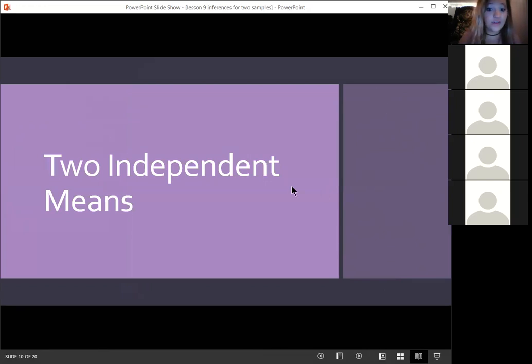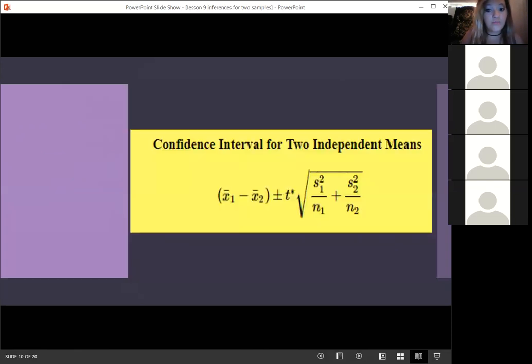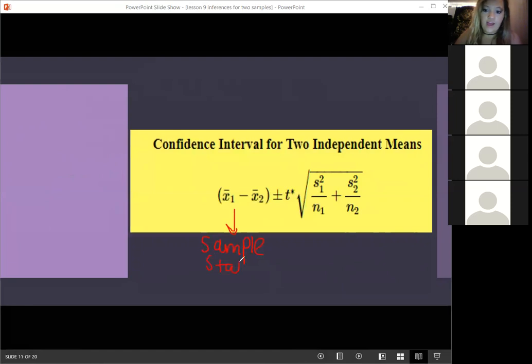Okay, so now we're going to talk about 2 independent means. So we're switching gears. We're talking about quantitative variables now, 2 independent means. And this is the equation that we have for confidence interval for 2 independent means. And just to review what these different parts of the equation mean, this is going to be our sample statistic. And then we have our multiplier, which in terms of our means is going to be a T star. And then this right here is our standard error.